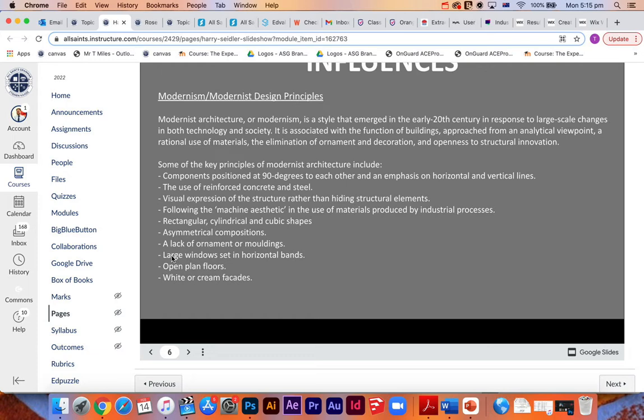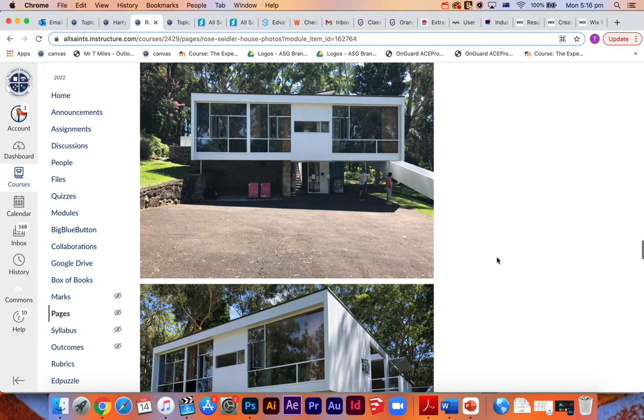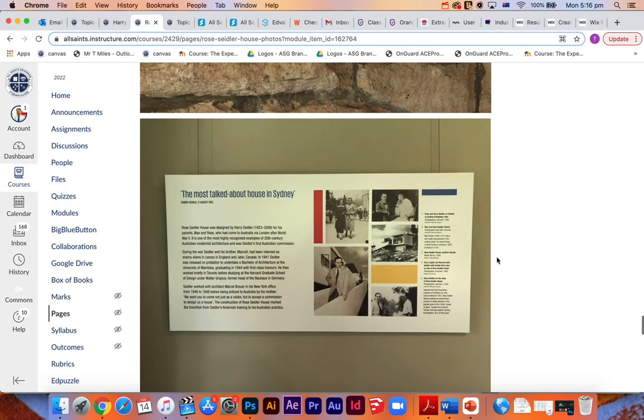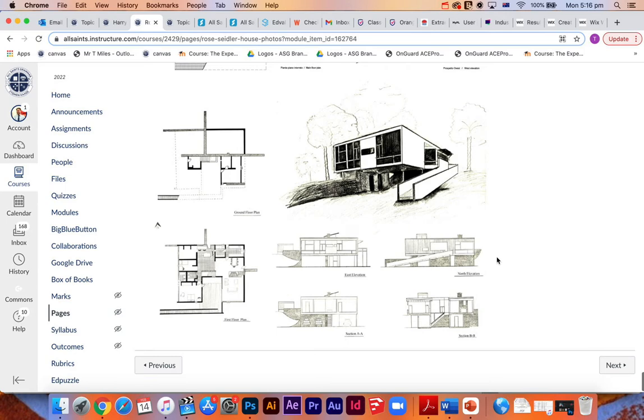Open plan floors. That means there's not a lot of doors inside the house, so you can walk freely from one room into another. If you go through the images here, you can see that's what we've got. Obviously bedrooms and bathrooms have doors, but between elements like the kitchen, lounge room and seating areas, there are no real doorways blocking those off. And you can have a look at the floor plans and sketches here as well. They're really interesting.